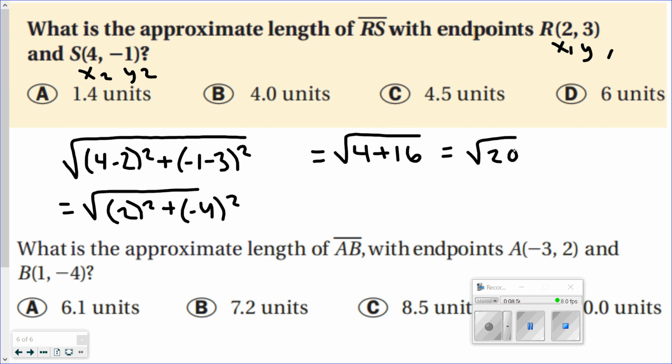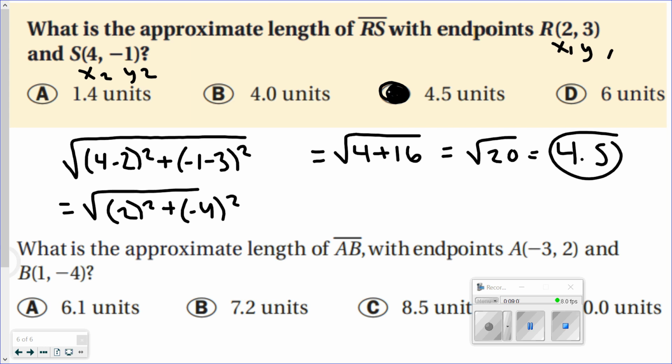But if I look at my answer choices A, B, C, and D, we see that the square root of 20 is not an answer. So if I plug the square root of 20 into my calculator, I end up getting 4.5. And that is answer choice C.